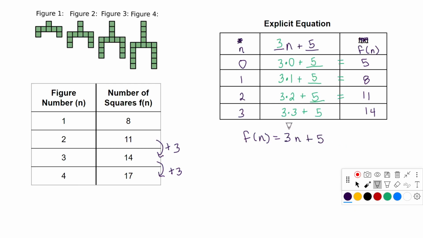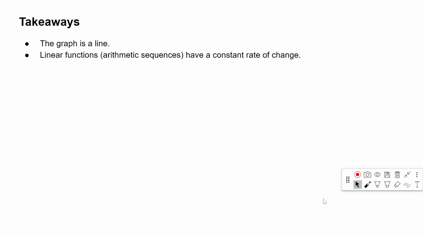The common difference and the y-intercept. So what can we take away from arithmetic sequences and linear functions? The graph is going to be a line or points that are linear. Linear functions or arithmetic sequences have a constant rate of change. We call that a common difference.